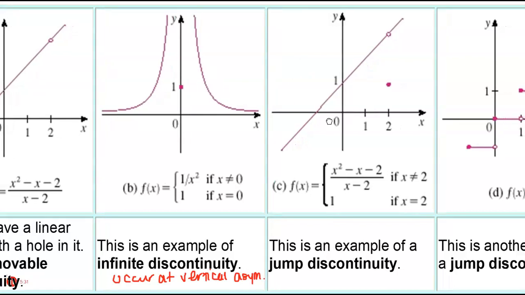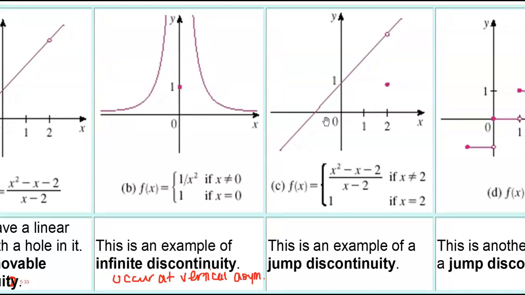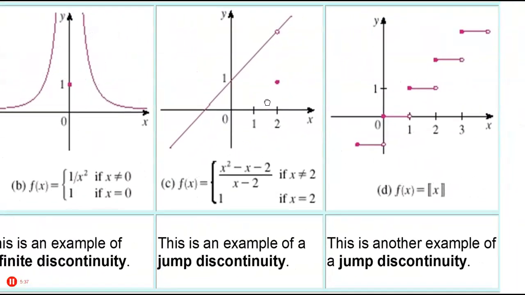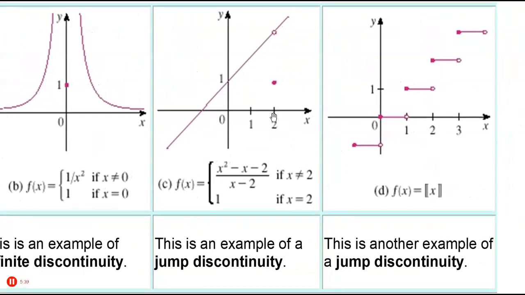Jump discontinuity. Jump discontinuity is an example of discontinuity in which you have a piecewise, but the piecewise doesn't fill in the hole. So here's a piecewise function. This has a removable hole up top, but then at x equals 2, f of x is 1. So 1 doesn't fill in the hole. Therefore, this has jump discontinuity.